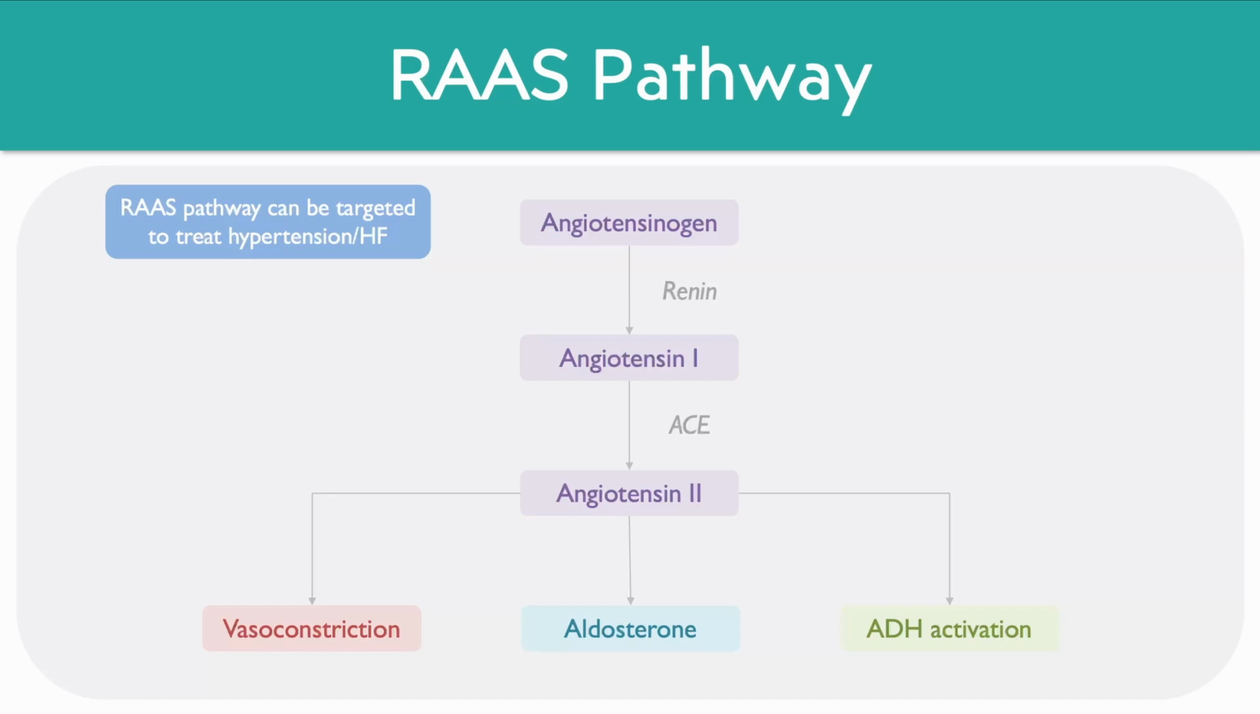So for example, we have ACE inhibitors, which block the conversion of angiotensin 1 to angiotensin 2. We also have angiotensin receptor blockers, or ARBs, which help to inhibit the effects of angiotensin 2 directly. The main goal of these medications is to ensure that the blood pressure remains within a suitable range.